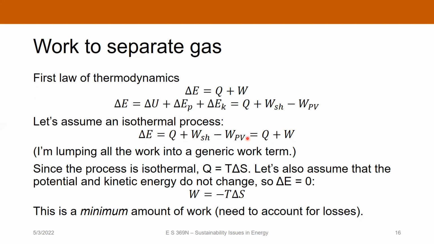So this basically takes us back up to where we started, but we're just defining delta E as going to be delta U. Now, because this is isothermal, we can replace the Q term with T delta S. So we can write this in terms of entropy. And then again, potential and kinetic energy aren't changing, and the internal energy is also not changing. So delta E is going to be 0. And that means that the work is going to be minus T delta S. Okay, so this is the minimum amount of work that's required to separate these gases without accounting for any kind of energy losses due to inefficiency.